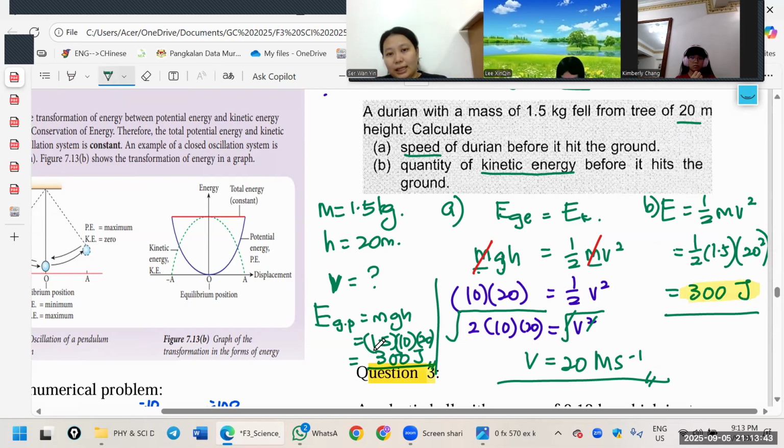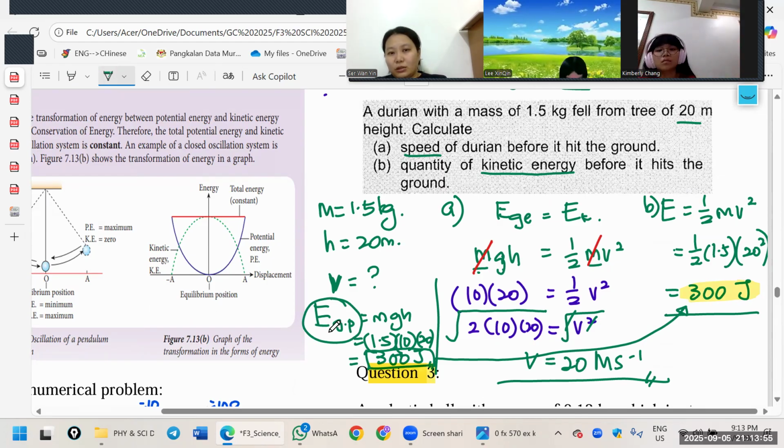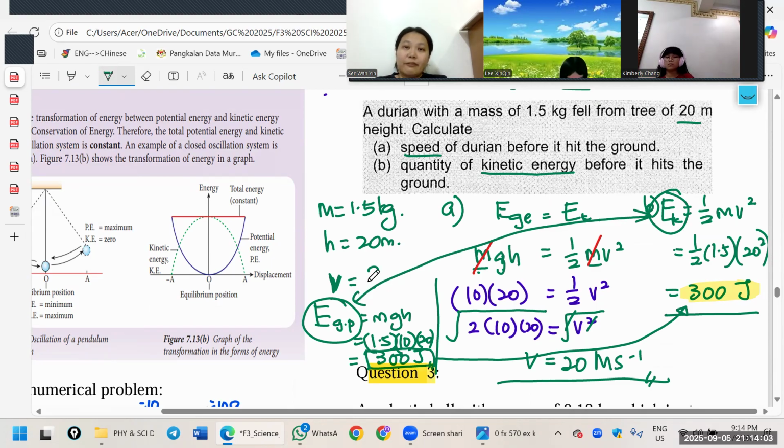So energy cannot be destroyed, means before 300, after 300. Destroyed or created. But it can change from gravitational potential energy to kinetic energy, change from one form to another. The value of energy never changes, but the form of energy changes.